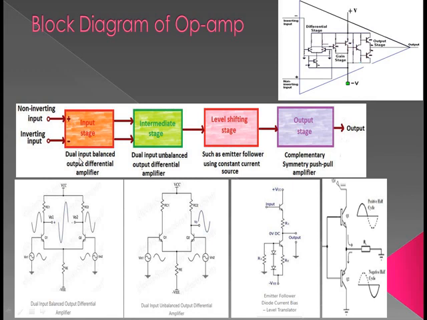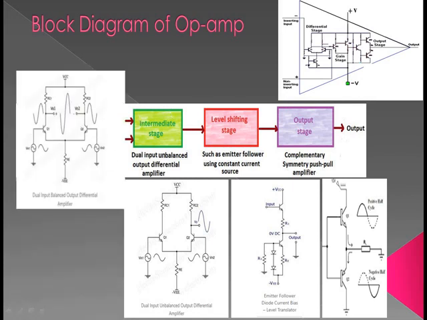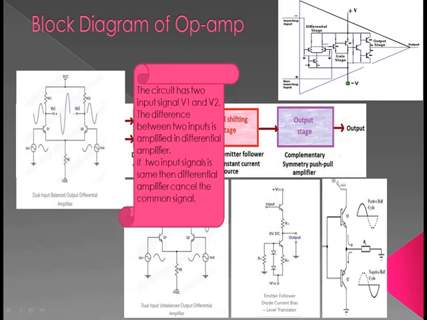First one is input stage. Input stage is nothing but differential amplifier, which accepts two inputs at the base of the transistors and gives the difference of the two inputs and then amplifies the output. So differential amplifier accepts the two inputs, which are inverting and non-inverting, calculates the difference between the two input voltages and amplifies the signal. If two input voltages are the same, then differential amplifier cancels the common signal.